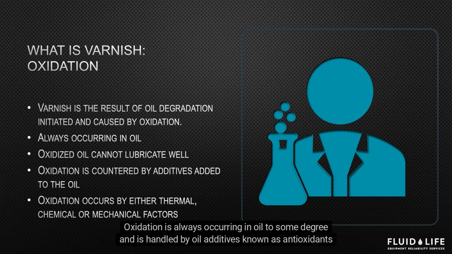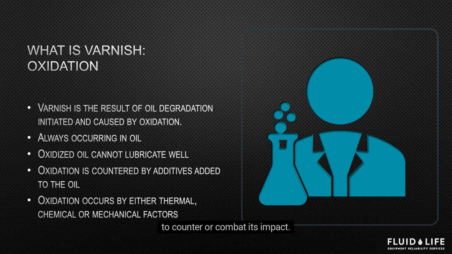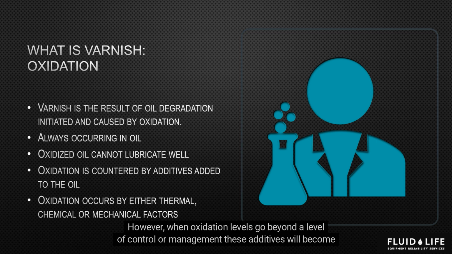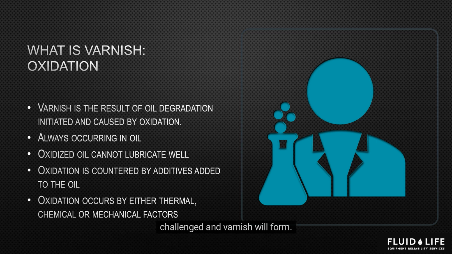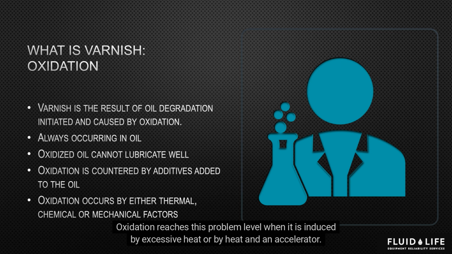Oxidation is always occurring in oil to some degree and is handled by oil additives known as antioxidants to counter or combat its impact. However, when oxidation levels go beyond a level of control or management, these additives will become challenged and varnish will form. Oxidation reaches this problem level when it is induced by excessive heat or by heat and an accelerator.